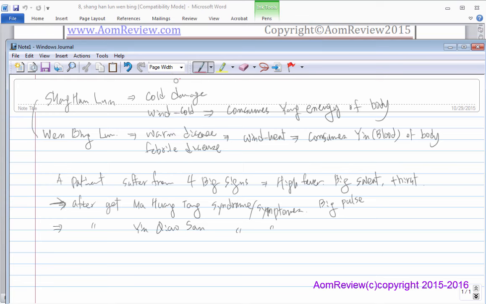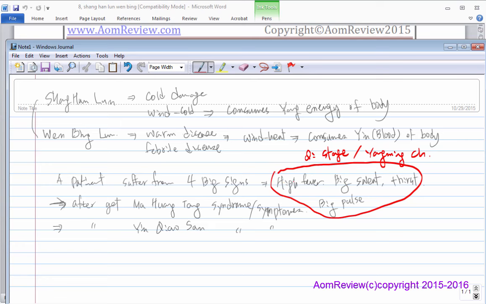What do you think? So in TCM, this might be qi stage or yangming channel condition. Among the six channel theory, that will be the yangming channel. Among the four stages, that will be the qi stage. Both have a high fever. But anyway, the patient who has the Ma Huang Tang symptom and then developed this one, and also the one who has Yin Chiao San symptoms and then got this one, what will it be?